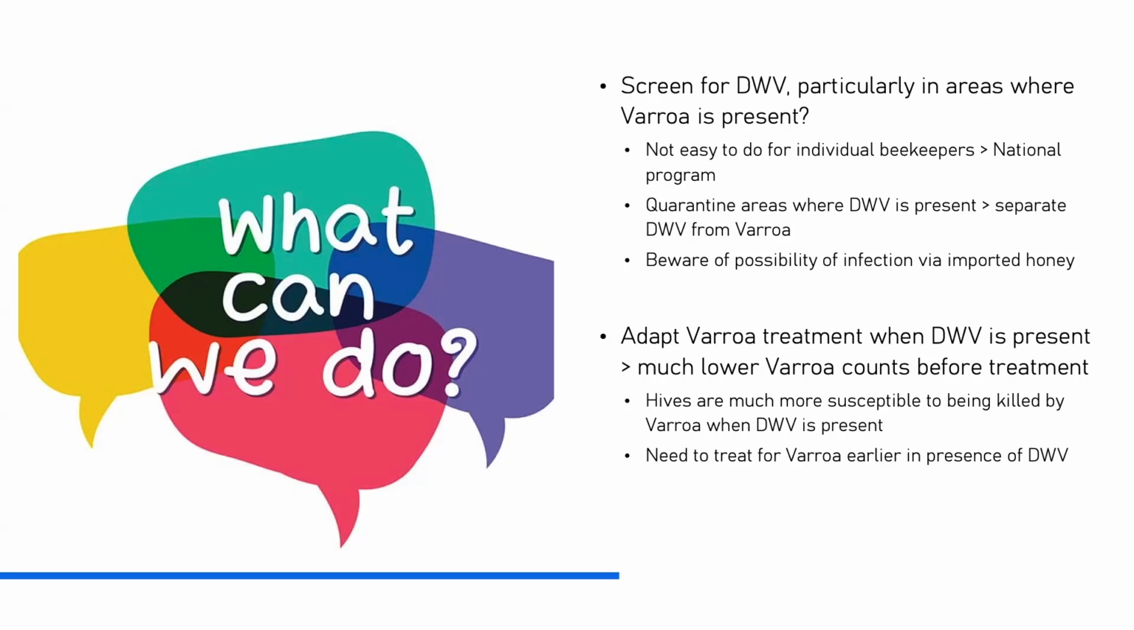It's in the order of several hundred mites per test, while if there is Deformed Wing Virus, you have to start treating as soon as you see a couple of Varroa mites in a sugar shake or in an alcohol test. So we will have to keep a tap on that and adapt as things progress.